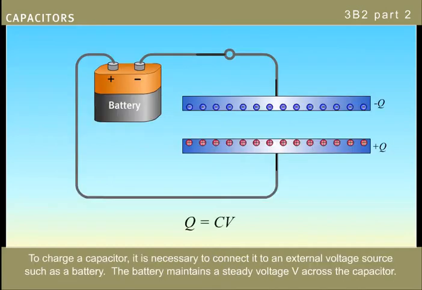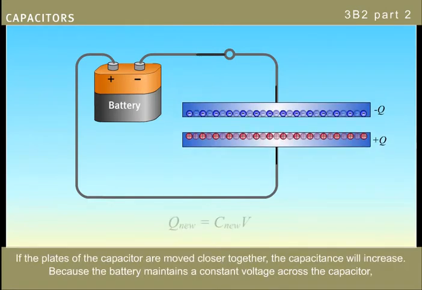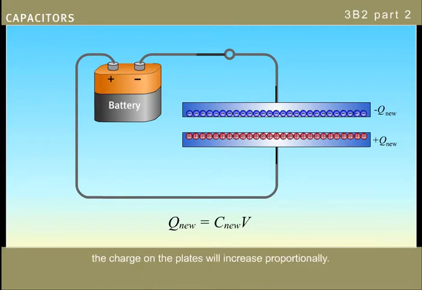To charge a capacitor, it is necessary to connect it to an external voltage source, such as a battery. The battery maintains a steady voltage V across the capacitor. If the plates of the capacitor are moved closer together, the capacitance will increase. Because the battery maintains a constant voltage across the capacitor, the charge on the plates will increase proportionally.